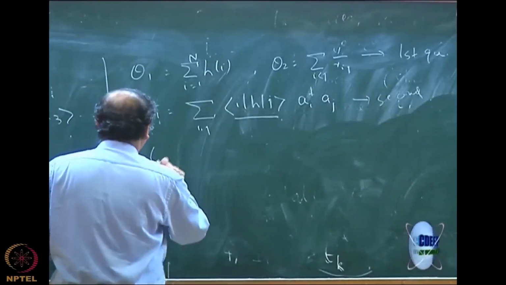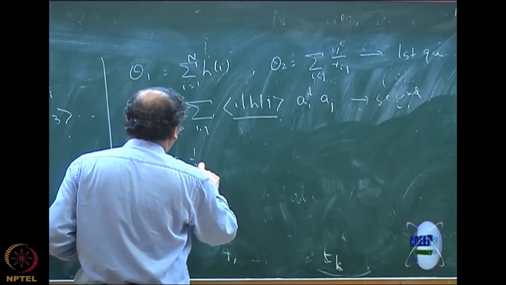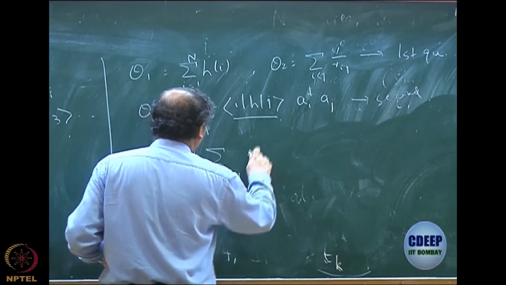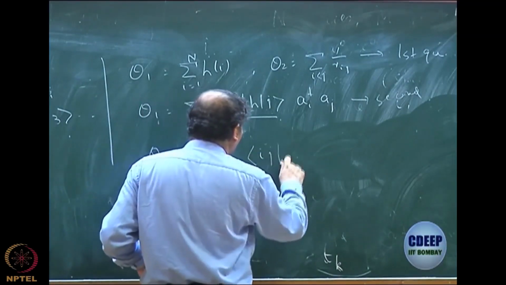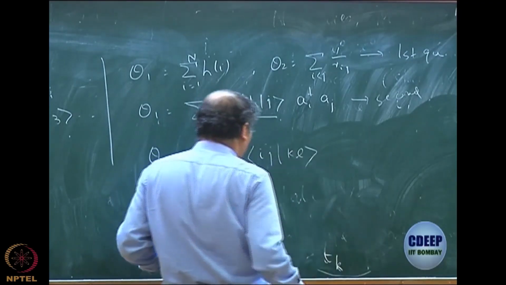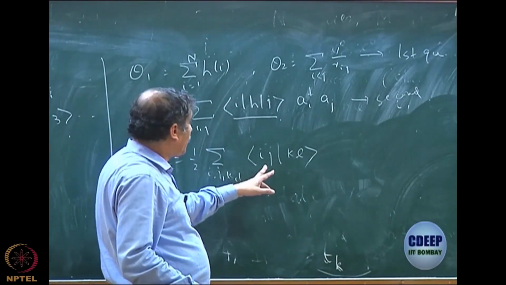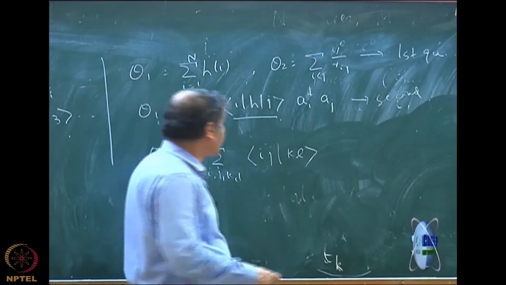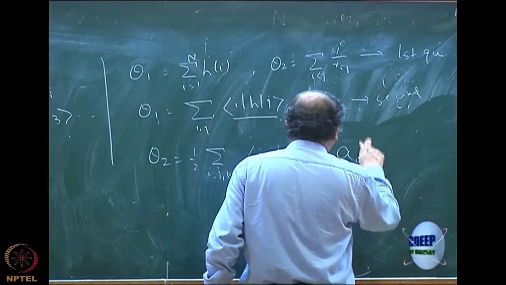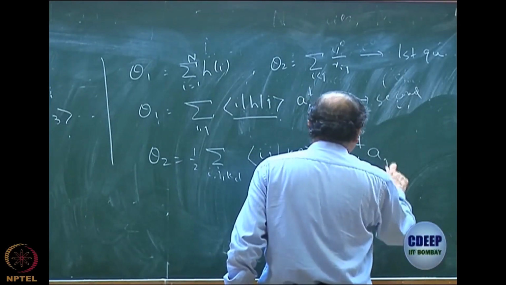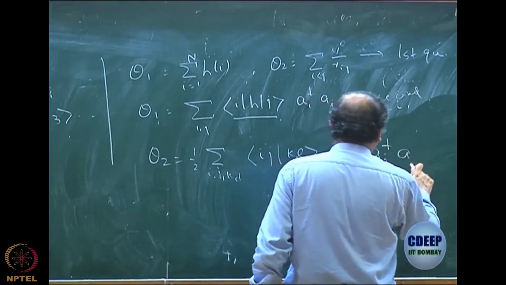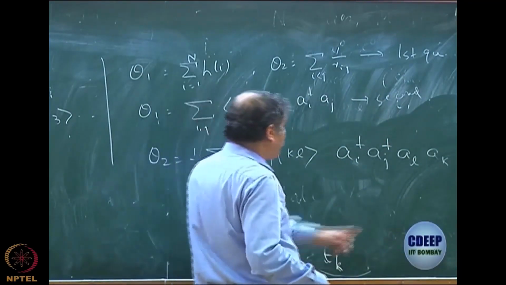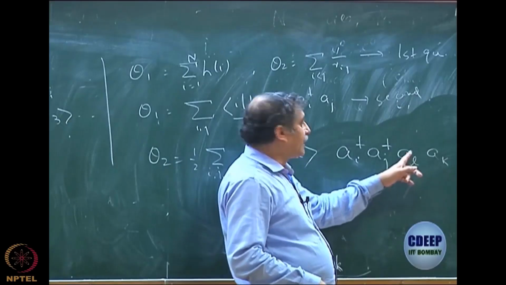So, theta 2 then becomes half of ijkl, and then there is an integral, which is the regular integral ijkl, and then you have operators which create ij and annihilate kl, in the specific order ai dagger, aj dagger, al, ak. That is the specific order. So, first k is annihilated, then l is annihilated.